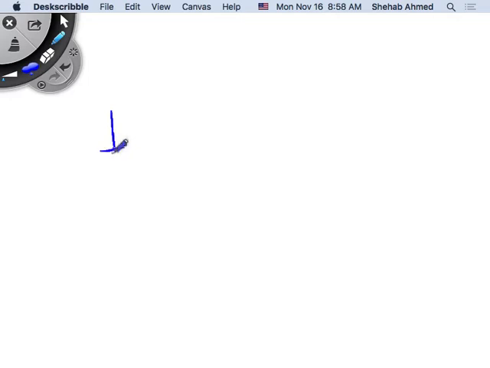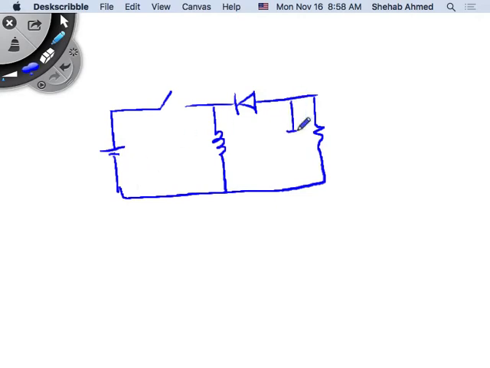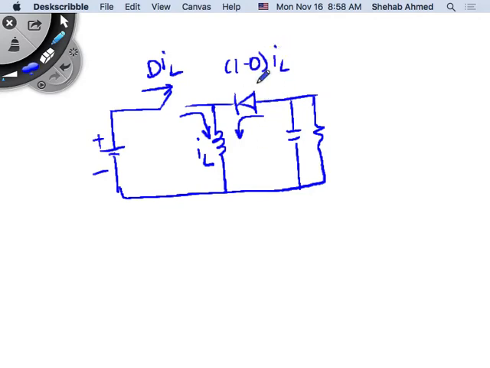So we have our voltage source here, right? We have a switch here, a diode here, the inductor here, and this is my output, correct? So current is flowing this way. What is inductor current? It is IL. Switch current is D times IL. Diode current will be 1 minus D times IL, right? That's I diode, that's I switch.